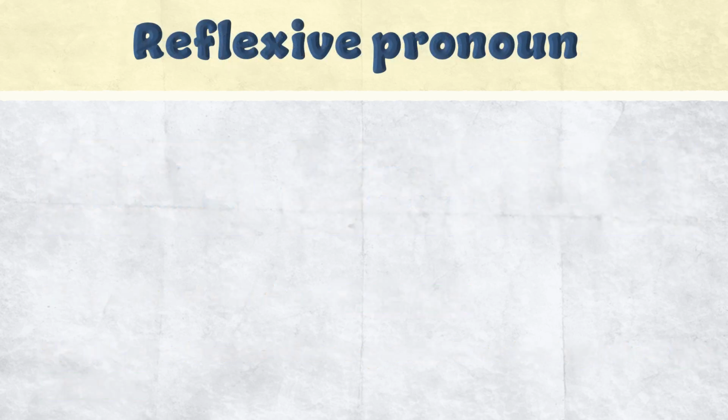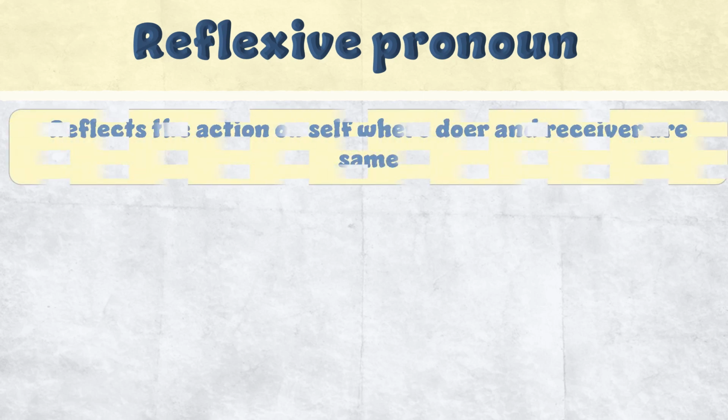What is a reflexive pronoun? We use a reflexive pronoun when we want to refer back to the subject of the sentence or clause. A reflexive pronoun is used to denote that an action is done and received by the same subject. It reflects the action on itself and does not involve another object. In a nutshell, a reflexive pronoun points out that the doer and the receiver of the action are one and the same in a sentence.